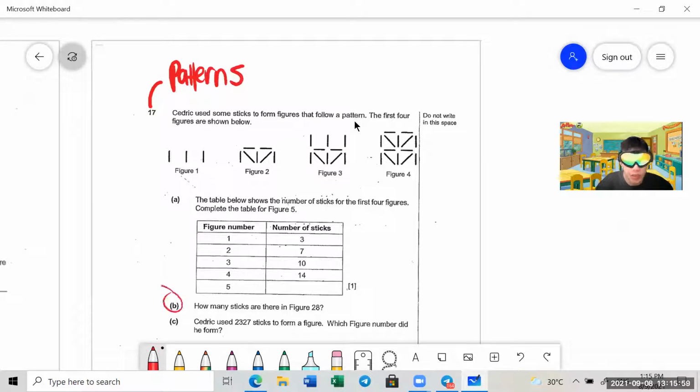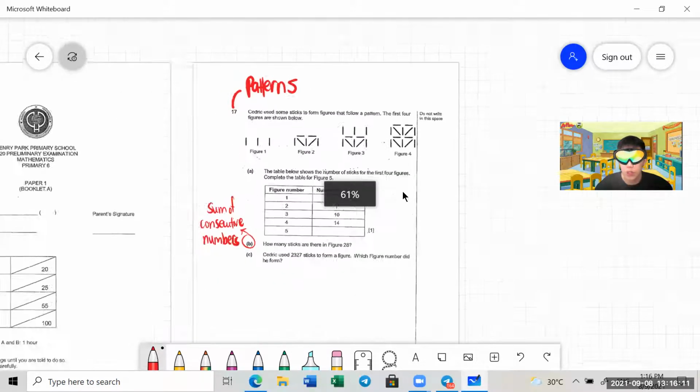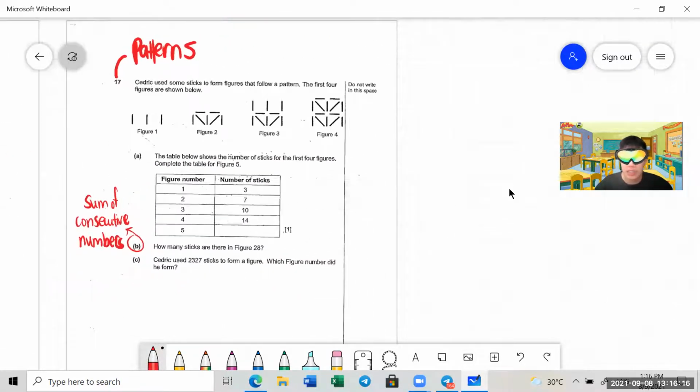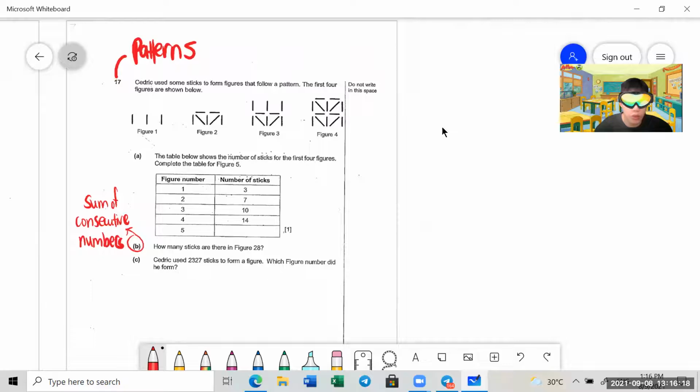Now for B itself, it is actually a sum of consecutive numbers question. And I believe most of you should know how to do B. The challenging one is 17C. So let's do B together first.